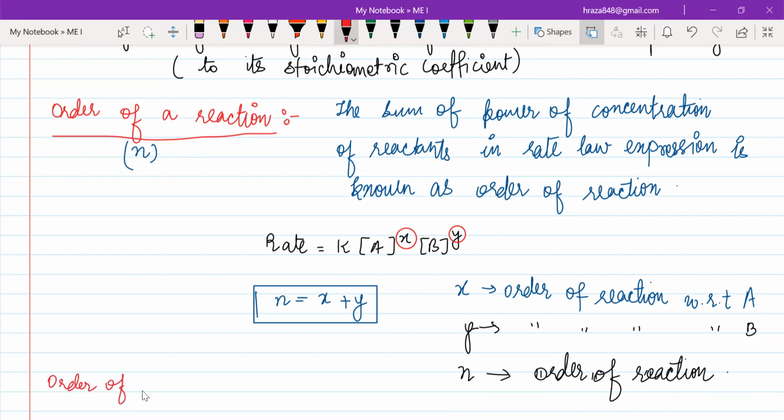Write a point. Order of reaction may be positive, negative, zero, or even a fraction.